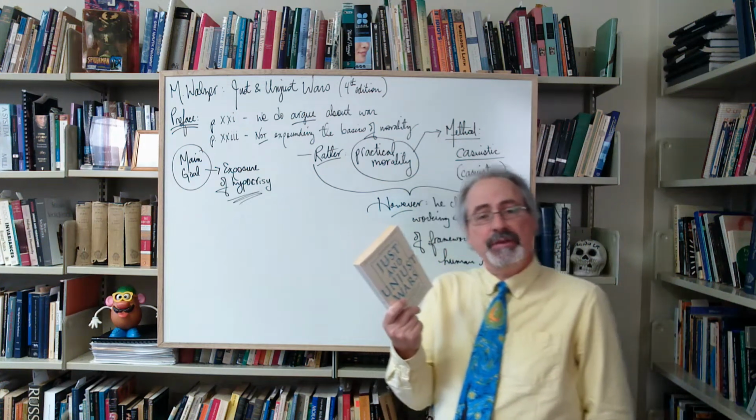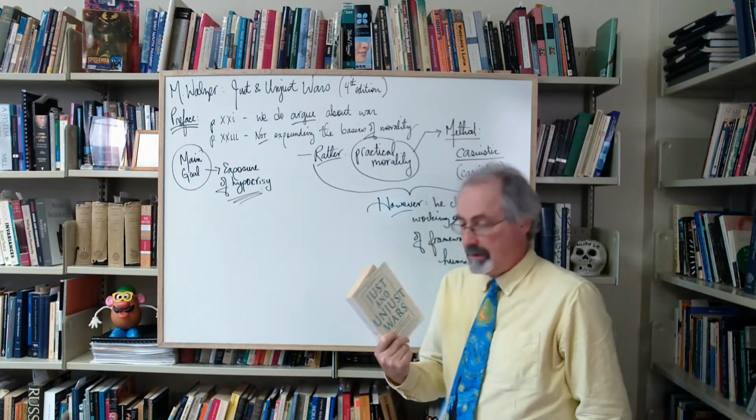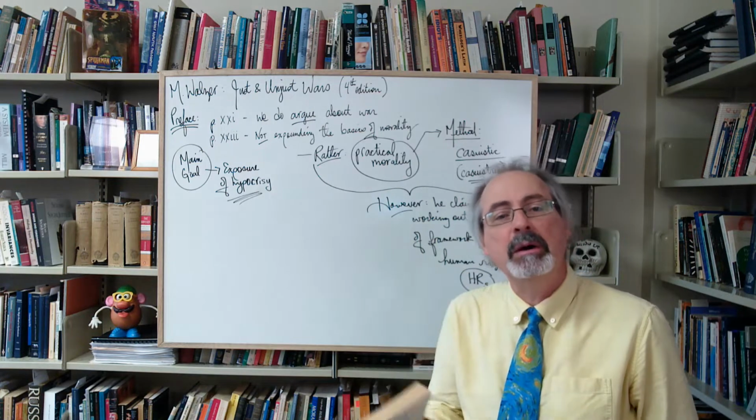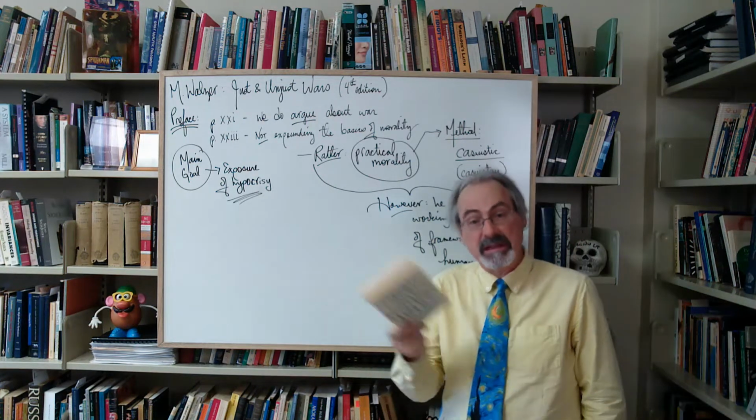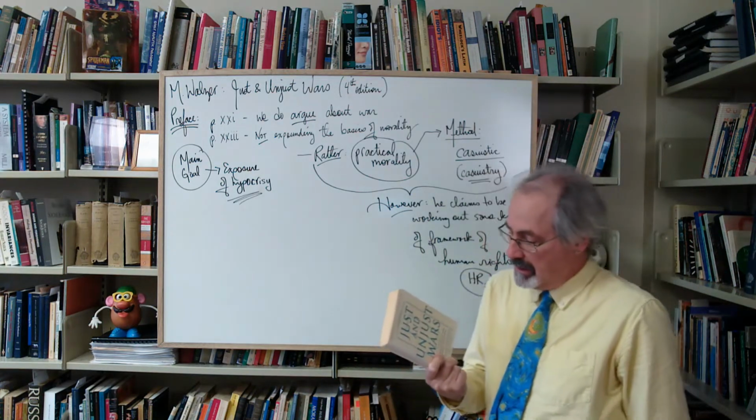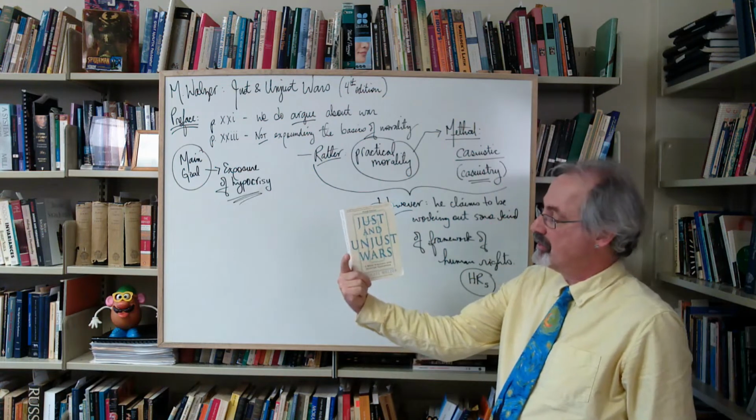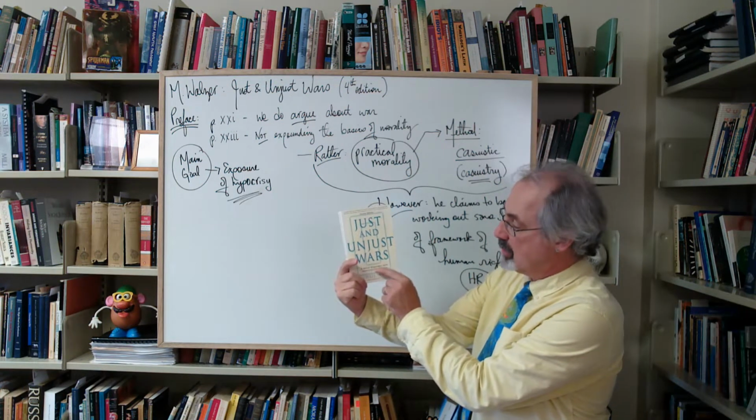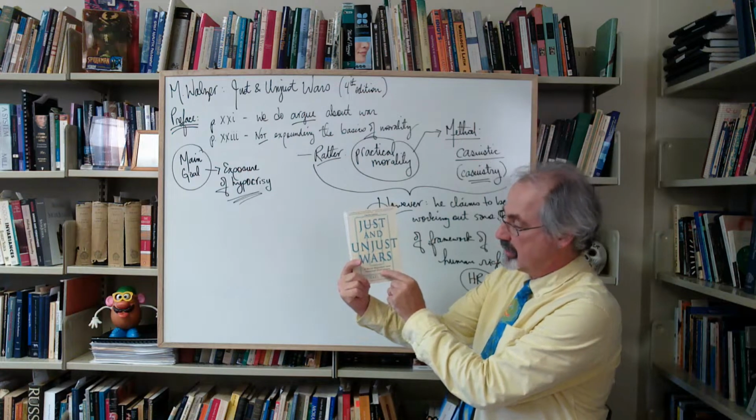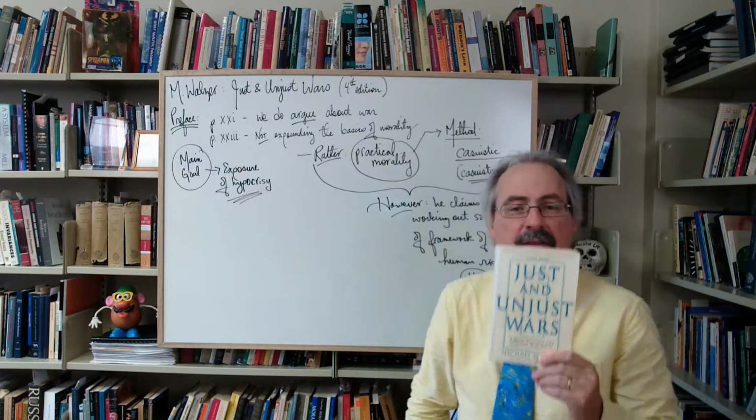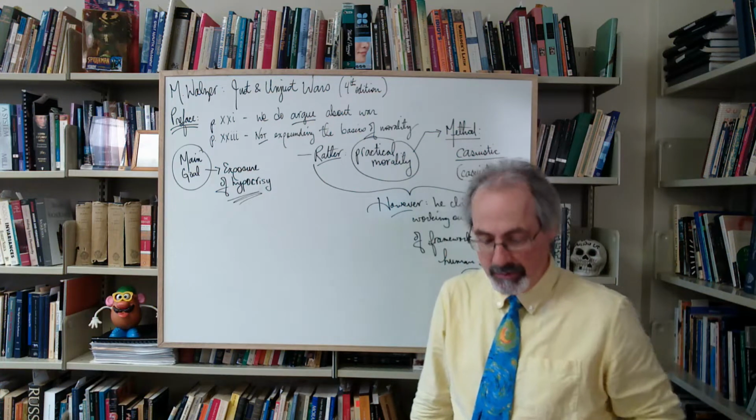So I begin the lectures now on Michael Walzer's great book, a fundamental book about the ethics of war, or military ethics, however you want to call it, called Just and Unjust Wars. And the subtitle is A Moral Argument with Historical Illustrations. And that's important, that subtitle, historical illustrations.